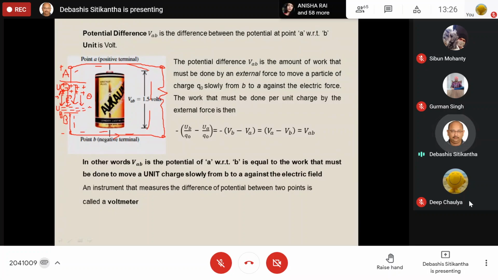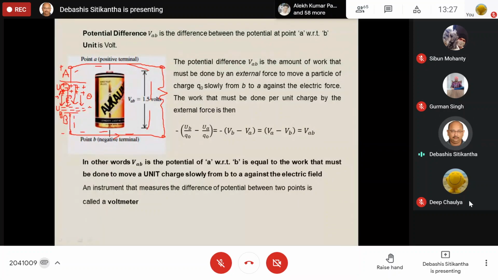So that is what I have written in bold letters. Please go through it. In other words, VAB, the potential of A with respect to B, is nothing but equal to the work that must be done in order to move a unit charge, not slowly, maybe fast, doesn't matter, but in the book it is written slowly, forget about it, from B to A against the electric field. Please note it, it is always against the electric field. That means when I move a charge from one point to the other forcibly, there is some work done.